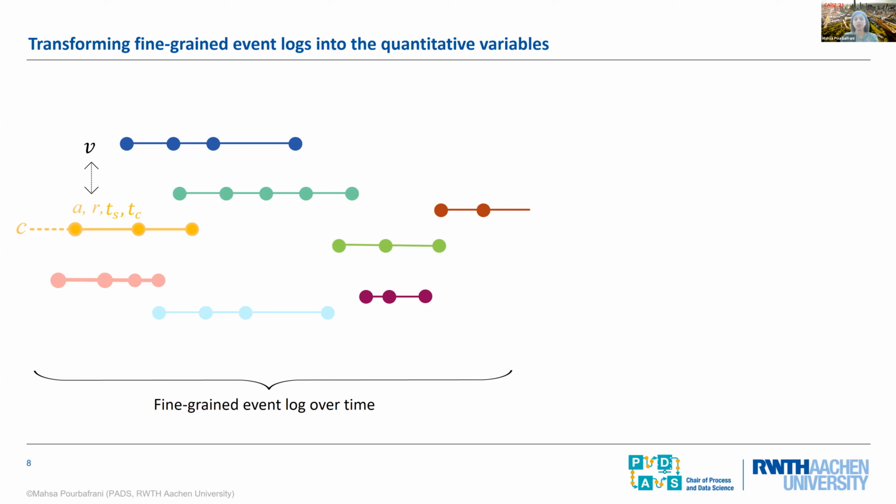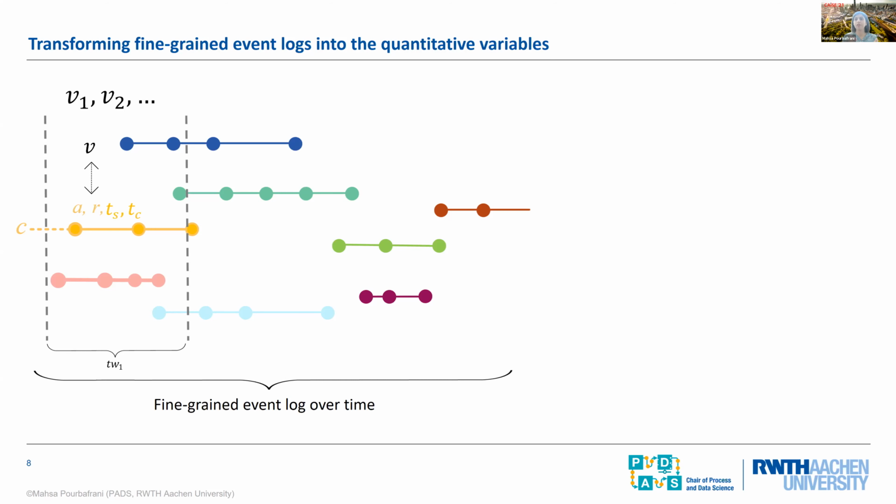Imagine this is the fine-grained event log over time. Each row or each color represents a case, and the dots are the events. Generally we look at the data like this, but what we do here is split the data into specific periods of time and systematically define different process variables. Now, instead of talking about each single event or each single case in the process, we talk about each single period of time.